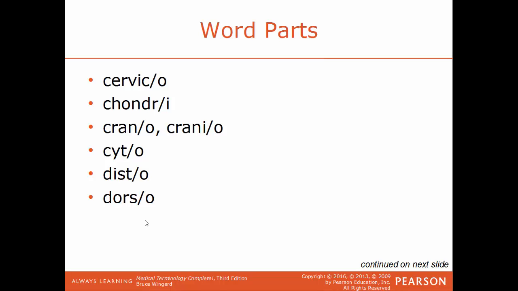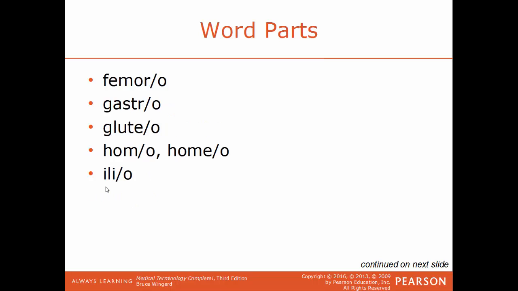Chondri is a reference to cartilage. Crano or cranio is a reference to the cranium. Cyto, a reference to cell. Dist or disto means far or distant. Dors or dorso means toward the back, such as dorsal. Femero or femor, a reference to the femoral region, the thigh region.